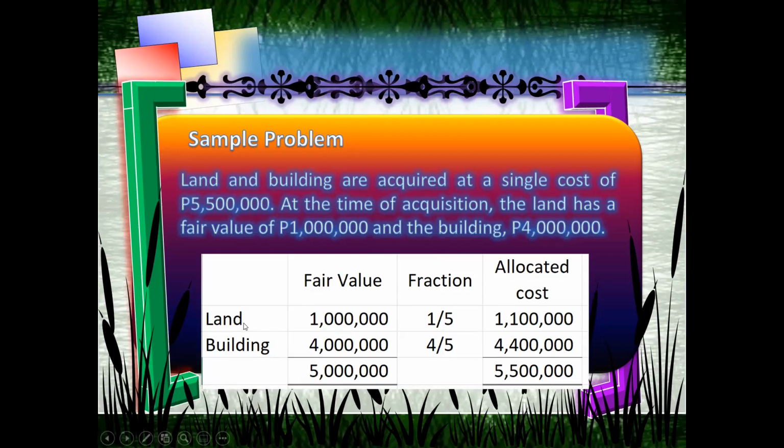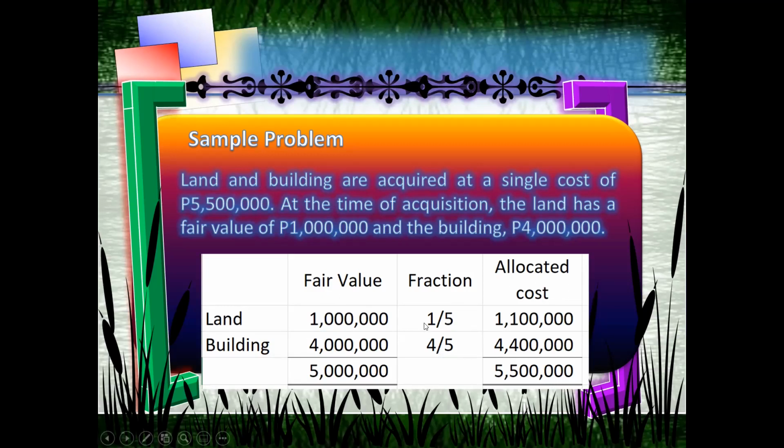So yung gagawin lang natin is kunin natin yung mga fair value ng land tsaka ng building. So you have 1 million for the land, 4 million for the building. So based on our problem, if you're going to add the fair value of the land and the fair value of the building, you will get 5 million. So out of this fair value, you formulate a fraction.